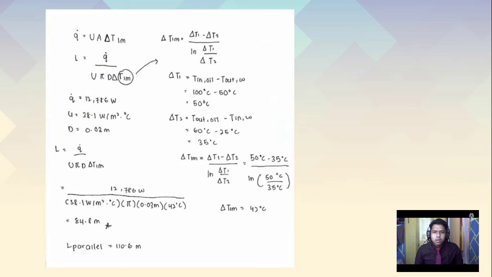Perubahan T1 tolak perubahan T2 bahagi dengan ln perubahan T1 bahagi perubahan T2. Perubahan T1 T in oil tolak T out. So 100 darjah Celsius tolak 50 darjah Celsius, kita dapat 50. So perubahan T2 pula T out tolak dengan T in. So 60 darjah Celsius tolak 25 darjah Celsius equal to 35 darjah Celsius.